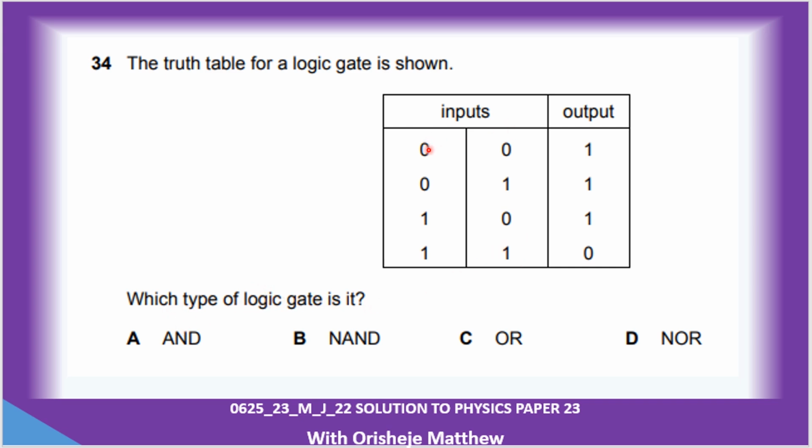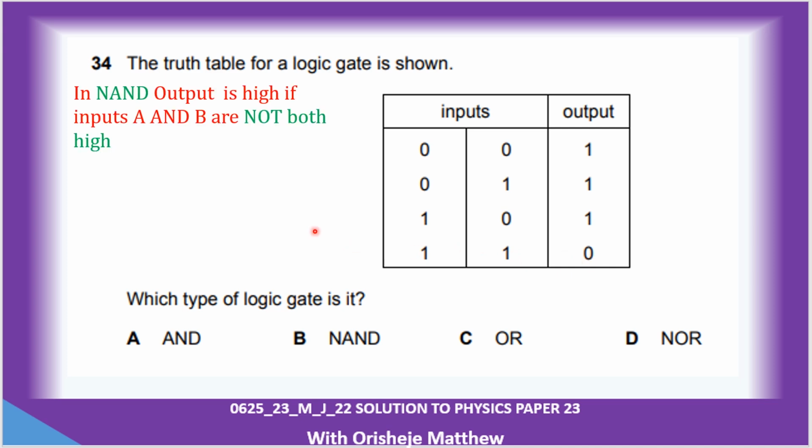So input 0, 0 produces high. 0 and high produce high. High and high produce 0. So if you look at this, a NAND gate output is high if the inputs A and B are not both high. So take those ones. NAND gate, if the inputs A and B are not both high, it produces high.